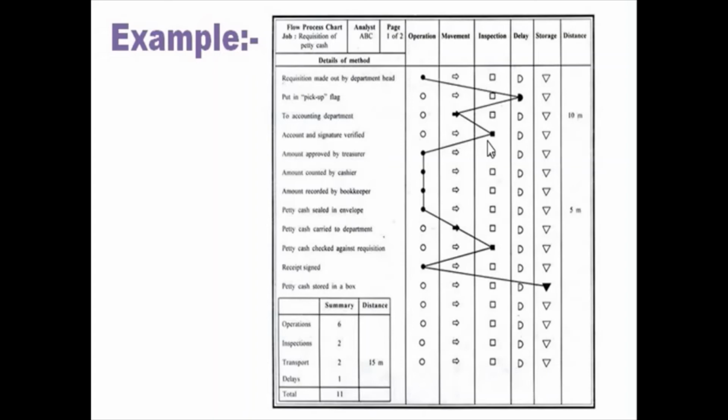Then account and signature is verified, so it is an inspection task. And then amount approved by treasurer is an activity, amount counted by cashier, bookkeeper, and then petty cash sealed in envelope. So all these are activities or operations which are there in a sequence. Petty cash carried to the department, it is a transportation or movement. Petty cash checked against requisition, so it is an inspection task. Then receipt signed, an operation. And then petty cash stored in a box, so it is stored permanently, so it is a storage symbol.